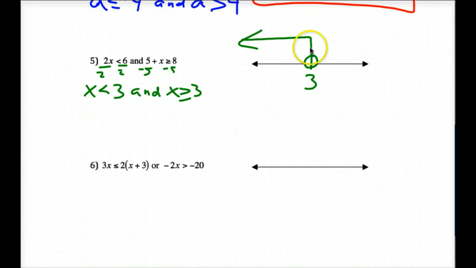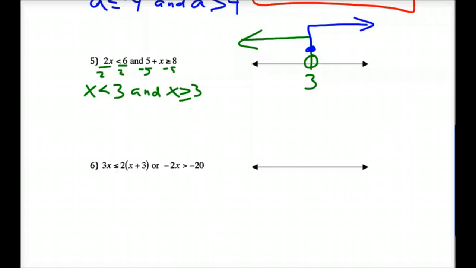Wait, let's do this. Nothing's greater than 3 and less than or equal to 3. Where do those two overlap? At 3. Okay, but is the green part graphed at 3? Oh, no, it's not, because it's an open circle.